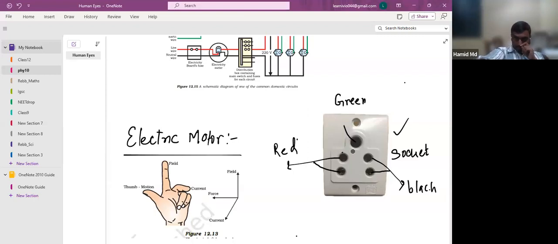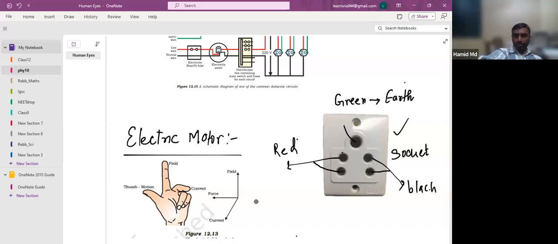So this is green. We connect this with earth, earthing, to transfer the excess current to the ground. Because we know that the ground potential is minimum, right? So we pass on the extra current to the ground.